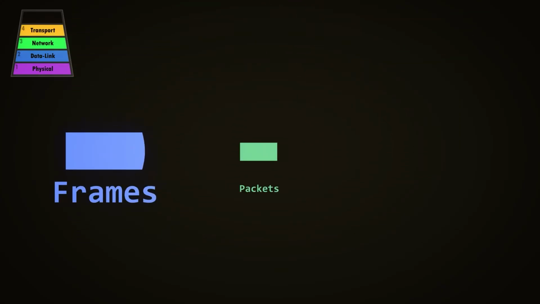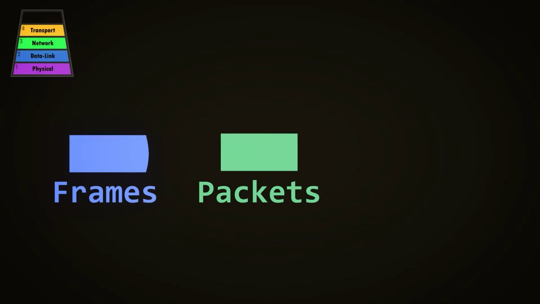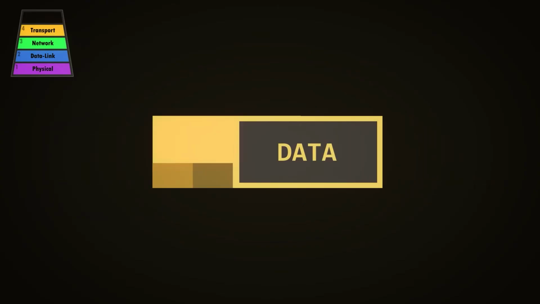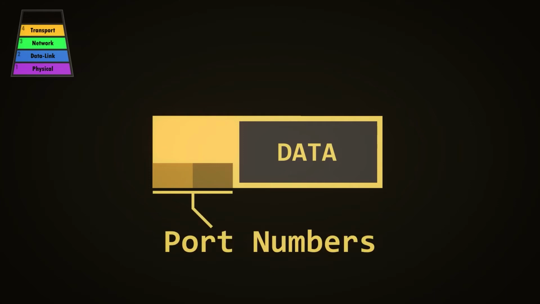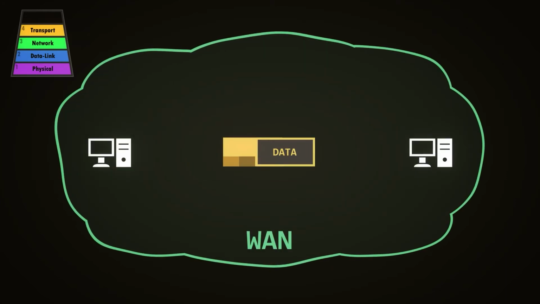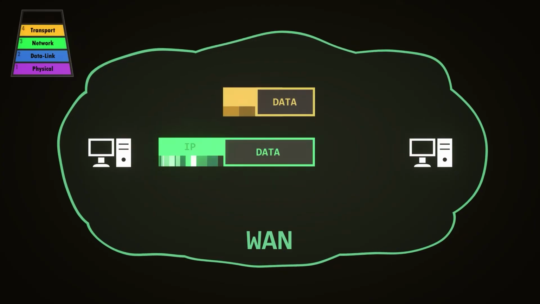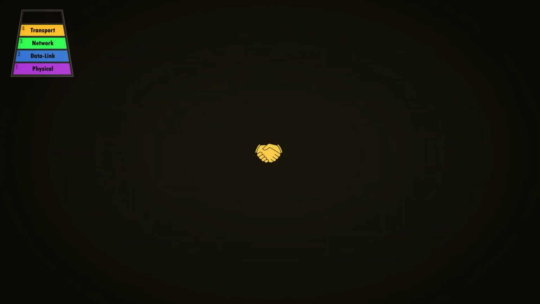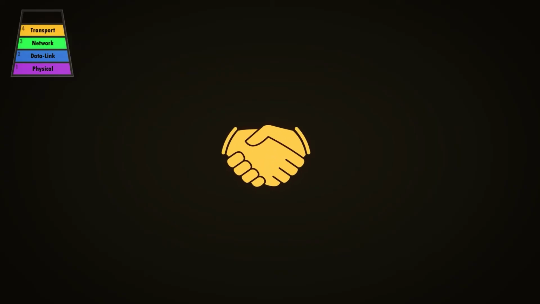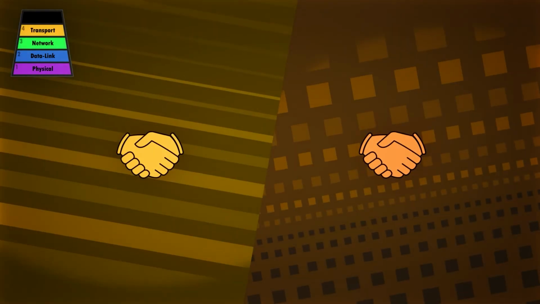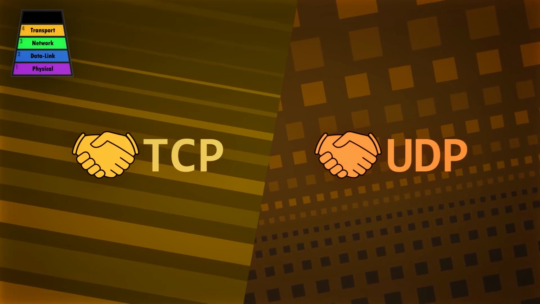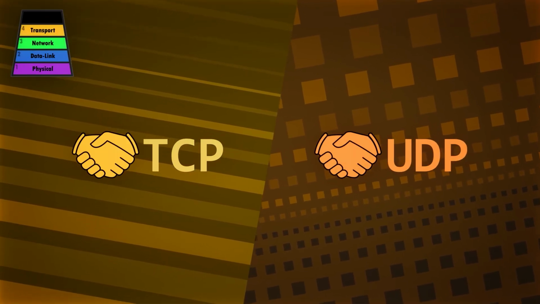Much like frames and packets in the lower layers, the fourth layer defines segments, with headers that include source and destination port numbers. When sent in a WAN, segments are encapsulated by packets. Since programs require different styles of communication, the fourth layer defines two main protocols, TCP and UDP. Each has its advantages and use cases.